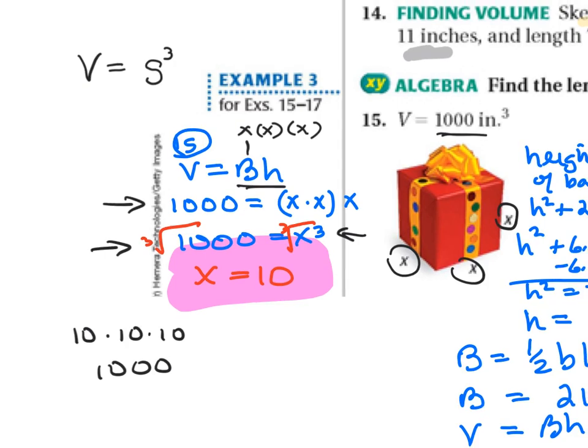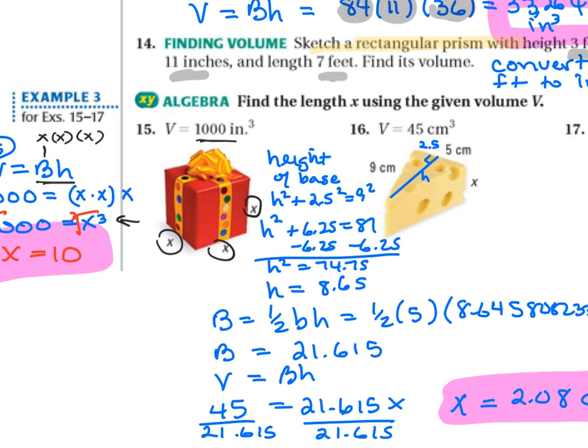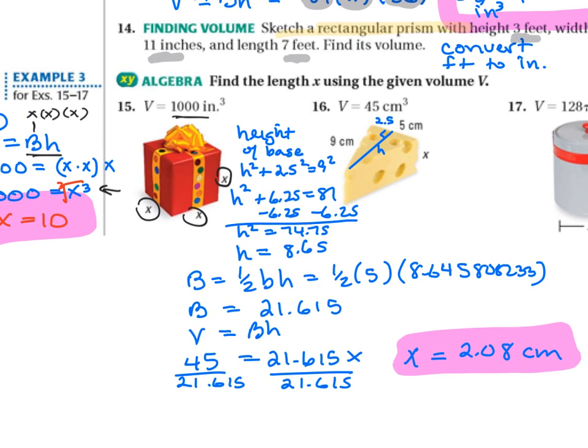For the next one, number 16, here you go, Chris. Now, this one is a bit challenging because remember, we're doing volume is equal to area of the base times the height. The base shape is a triangle here. However, this was not a right triangle. I needed to find the height of it.